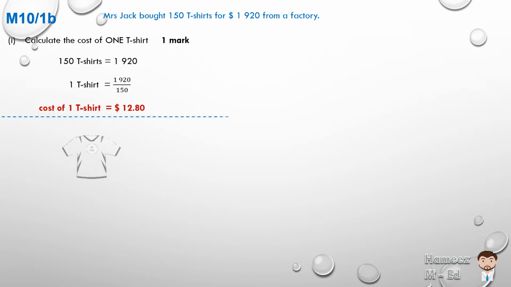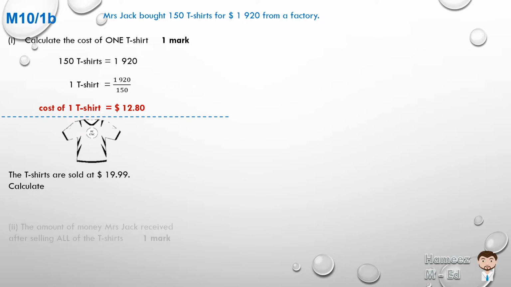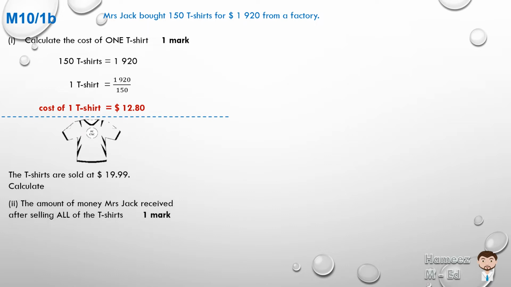Mrs. Jack paid the factory. The t-shirts are sold at $19.99. Calculate, in part 2, the amount of money Mrs. Jack received after selling all of the t-shirts. So if she sold one t-shirt for $19.99 and she sold all 150 t-shirts, that will be $19.99 times 150, and that works out to be $2,998.50. Just use our calculators to get a quick answer.